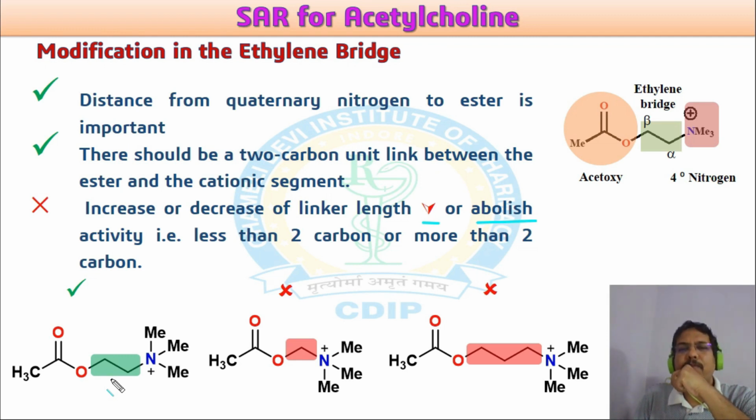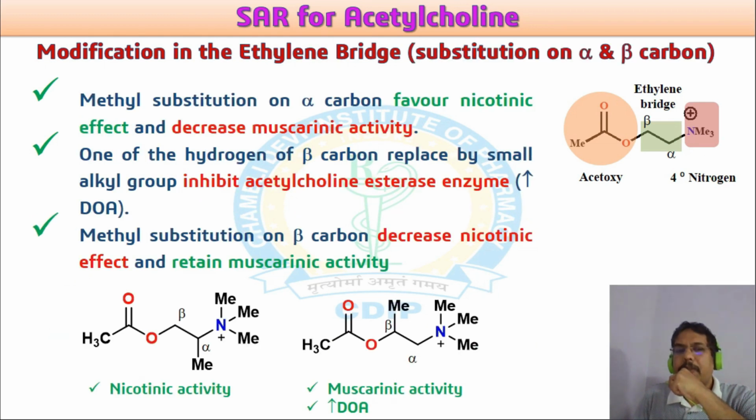Then what type of modification can we do? We can change on this alpha carbon and beta carbon from the nitrogen. In that condition, there are two hydrogens on the beta carbon as well as on the alpha carbon. So one of the hydrogens can be replaced by means of an alkyl group.